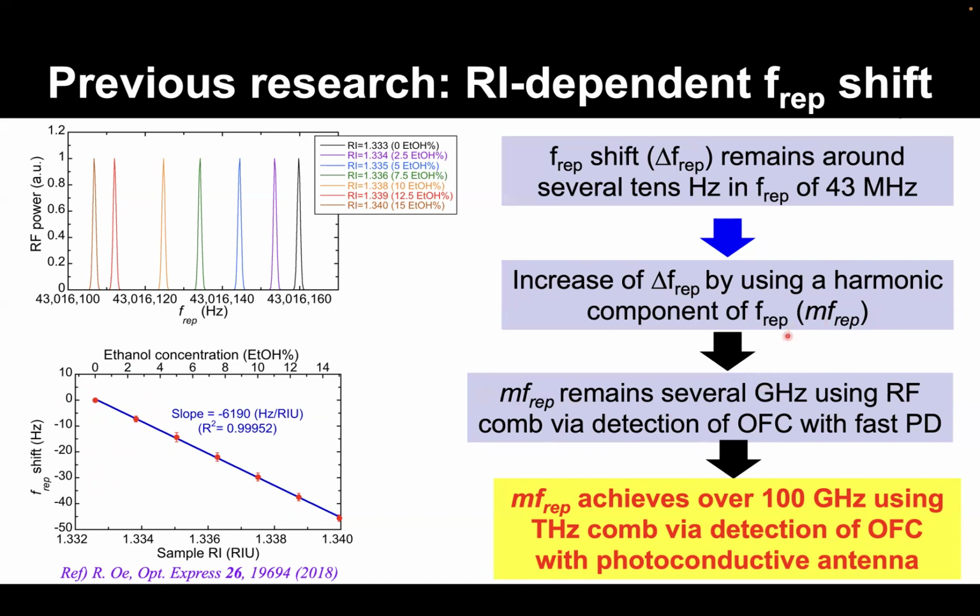But the output light of this RI sensing OFC is detected by a fast photodiode, and the resulting M remains around several gigahertz due to the electric bandwidth of the photodiode. However, if a photoconductive antenna is used for the detection of the OFC in place of the photodiode, the M frep achieves over 100 gigahertz because of the use of the terahertz comb. So in this way, the key to enhance the RI sensitivity is the use of the terahertz comb.